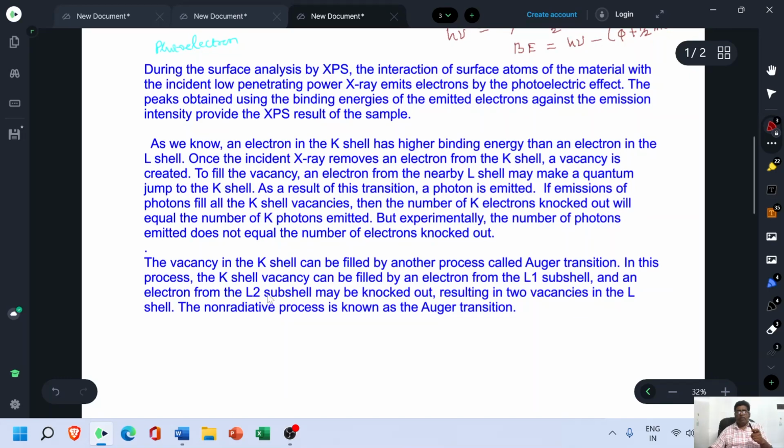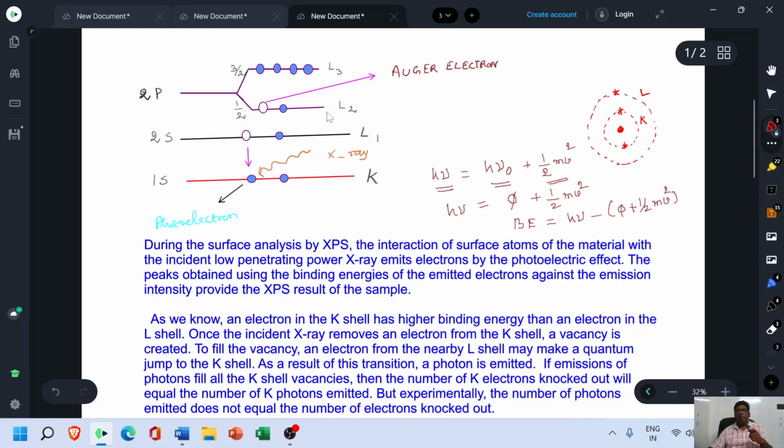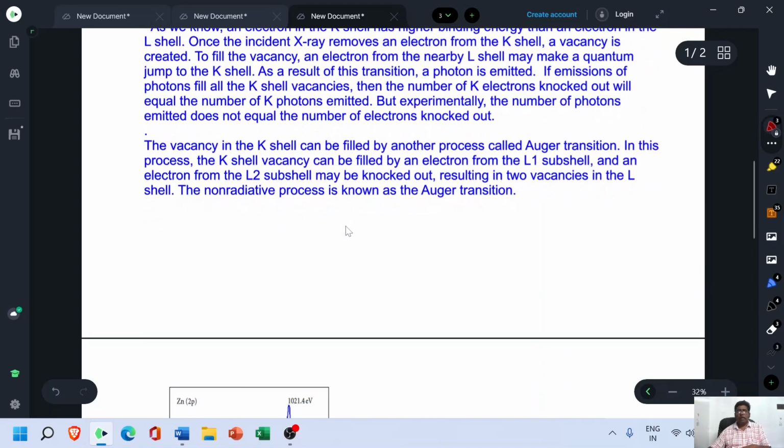And an electron from the L2 subshell may be knocked out. Here L2 subshell means the p orbit of the L shell. An electron from the p orbit of the L shell is automatically going out without any radiation emission. This is called radiationless transition. The non-radiative process is known as Auger transition.